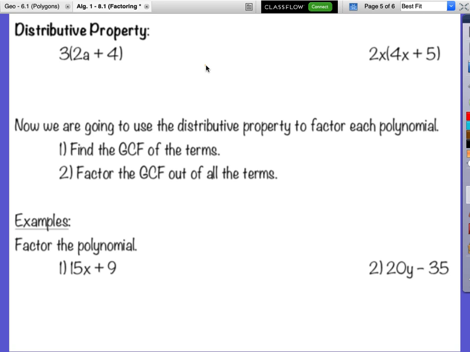Okay, so Betsy, what did you get for the first one? 6a plus 12. 3 times 2a is 6a. 3 times 4 is 12. Questions on that first one?